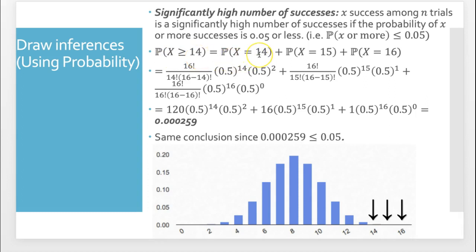So either I can have 14 selected, 15, or 16. That's what we've seen here. 14, 15, 16. So I have to find the probability of each. Okay, so for each of those, I have to use that definition here, here, and here. These are the equations of the distribution.